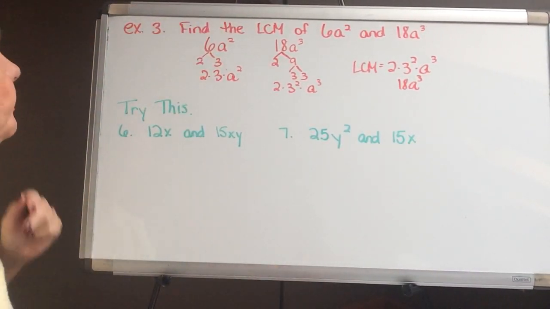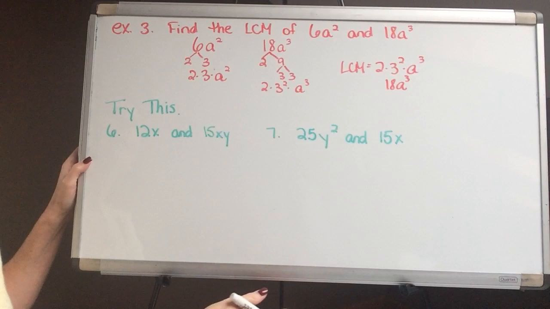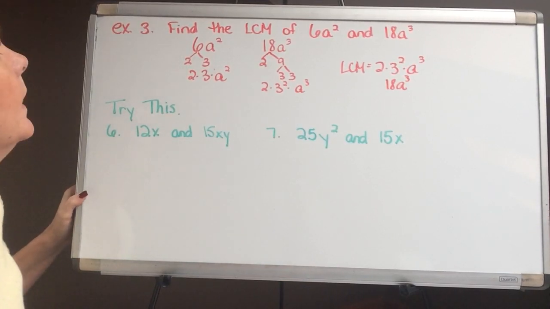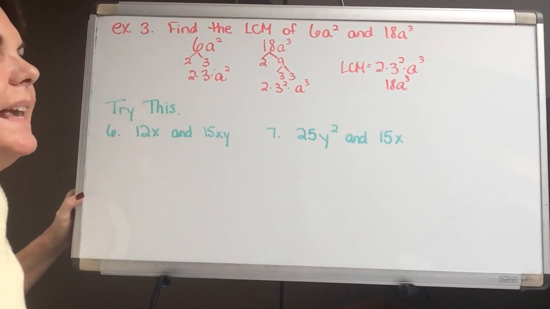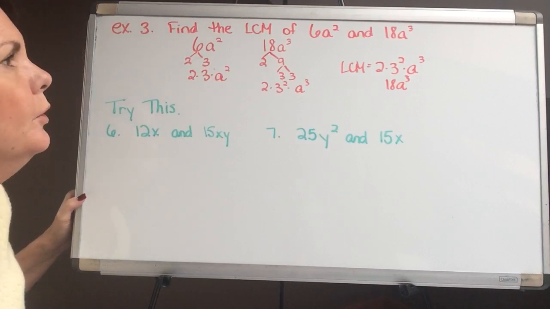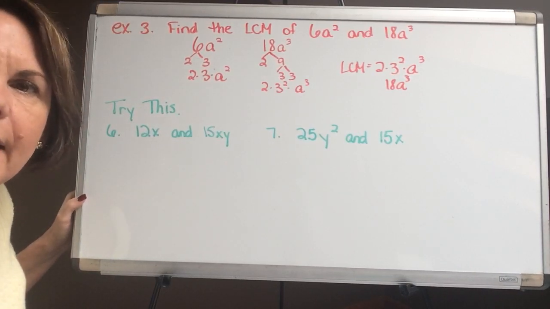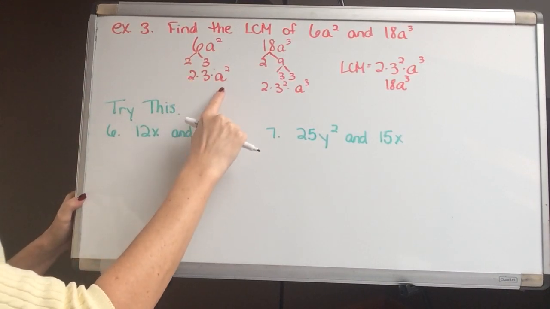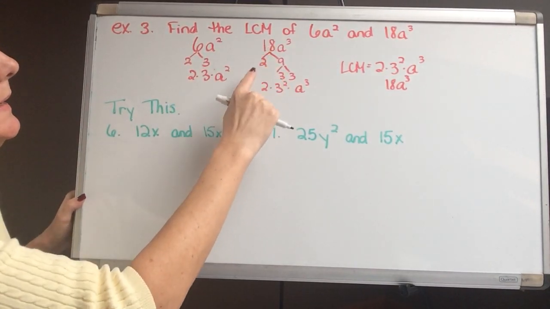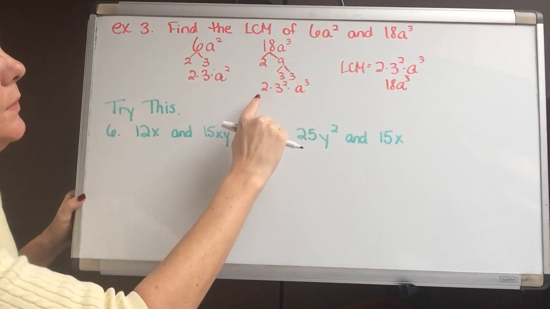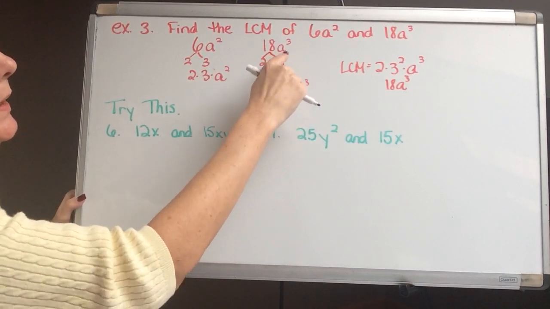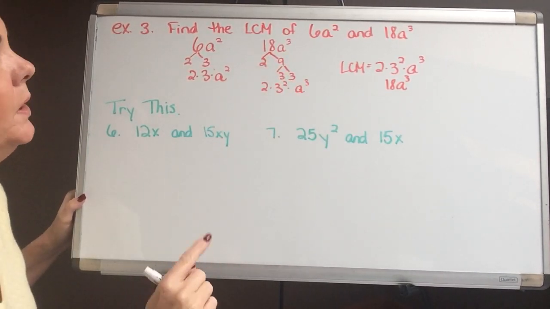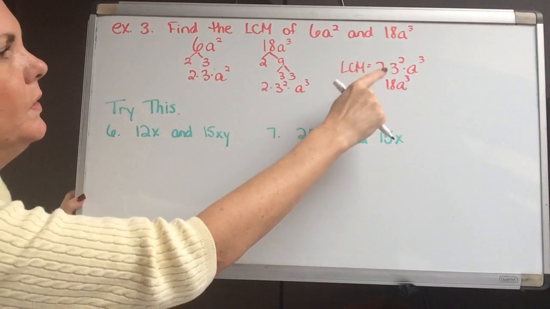Let's line that up. Now, take a look at example 3. Find the LCM of 6a squared and 18a cubed. Now, the only difference here is I have variables. So if I take a look at the 6, it's 2 times 3, and then times a squared. 18 is 2 times 9, which is 3 times 3, which is 2 times 3 squared, and now it's times a cubed. So again, we have 2's and 3's.